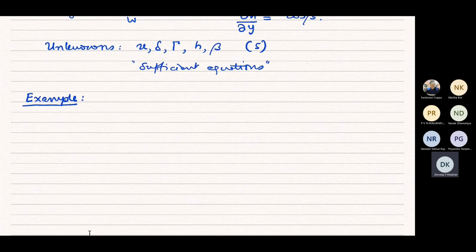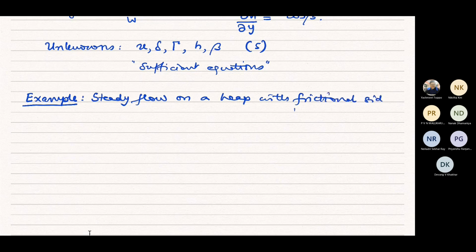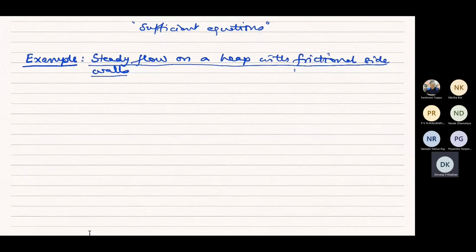So supposing we have steady flow with frictional sidewalls. We have done this type of problem before. We applied the mu(I) model to this, and we got quite a complicated equation. Now we are just going to look at the simplest possible case.